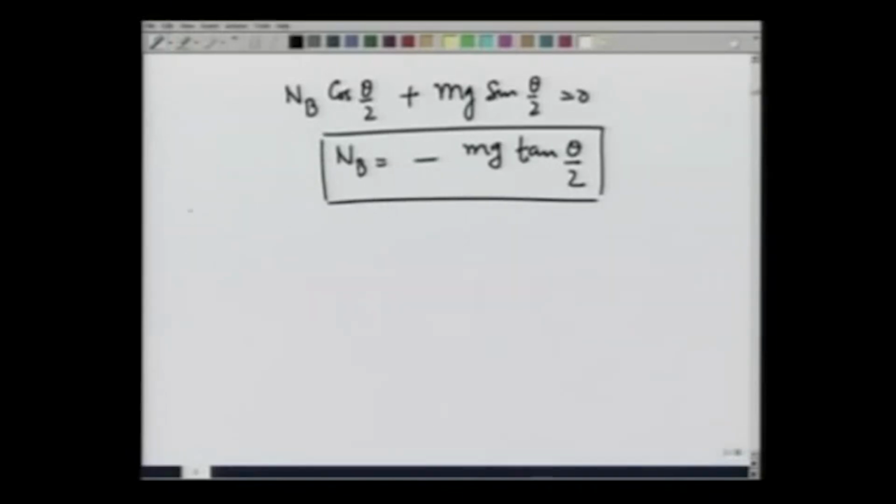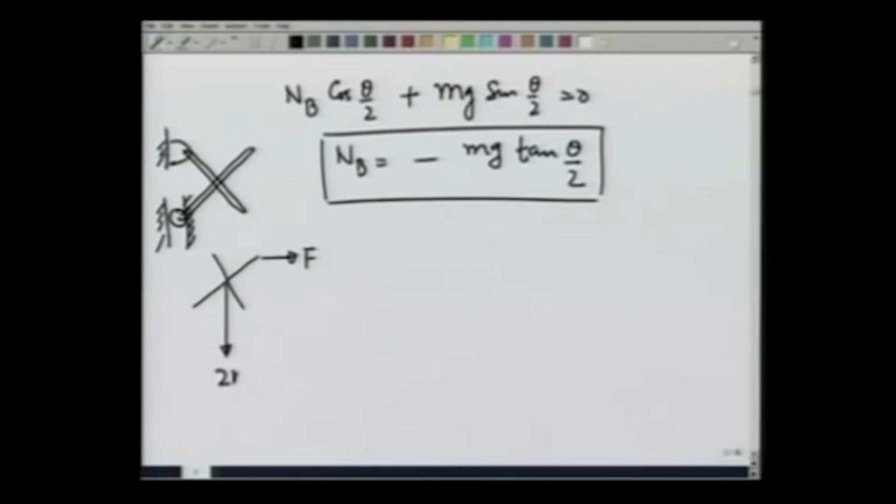Therefore, if I look at this mechanism that we had made earlier, this is a pin joint here, this is on a roller that is free to move, and I have a force F acting this way, 2mg pulling it down, and NB we have just calculated is mg tangent theta by 2. Notice that because of this negative sign I have already corrected the direction of NB, and there is N1A and N2A.